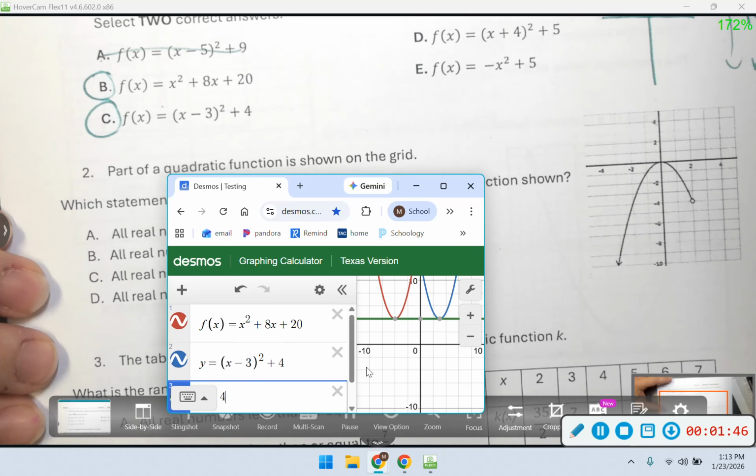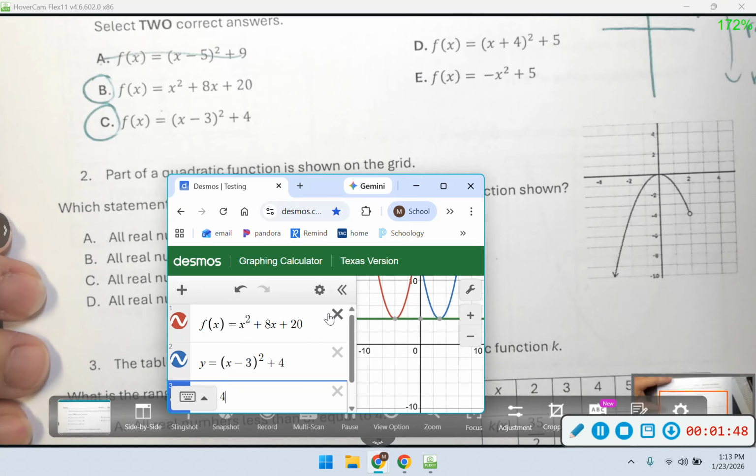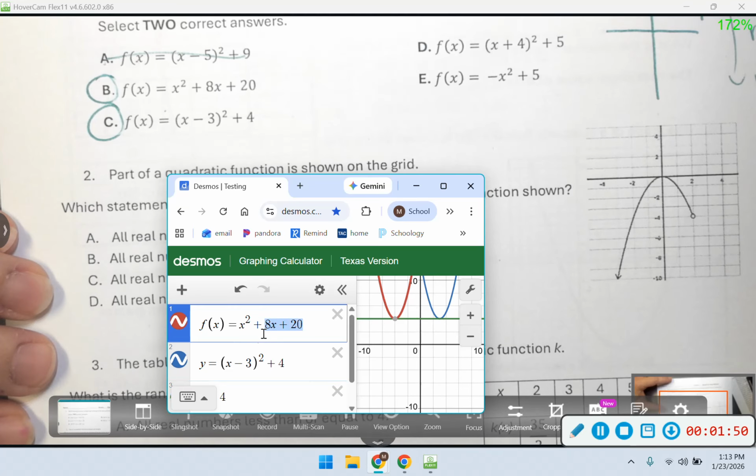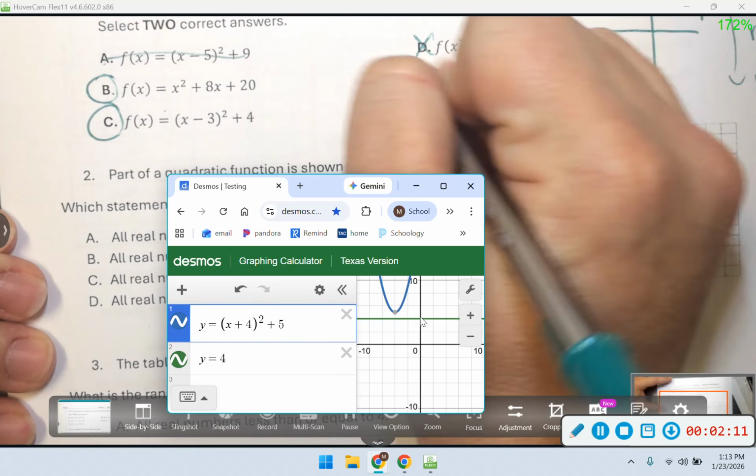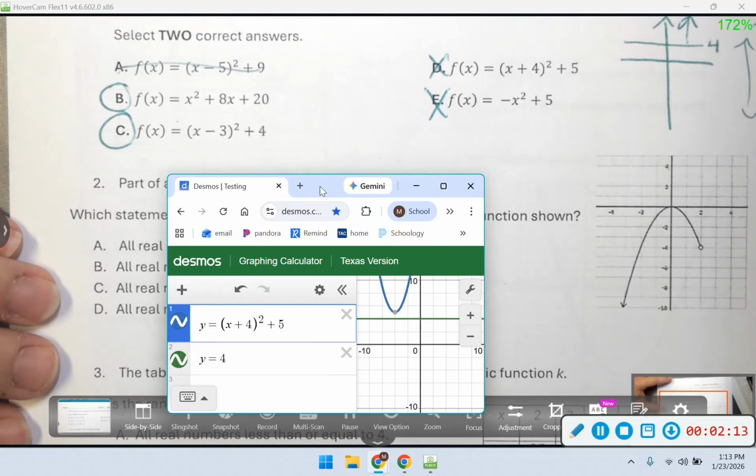But just to show you, negative x squared plus 5: we see that one doesn't start at the line and it goes down forever. So that's not our answer. And then we also have x plus 4 plus 5, which is above the line. It doesn't go down to 4, so that is not our answer. So we know our answer is B and C.